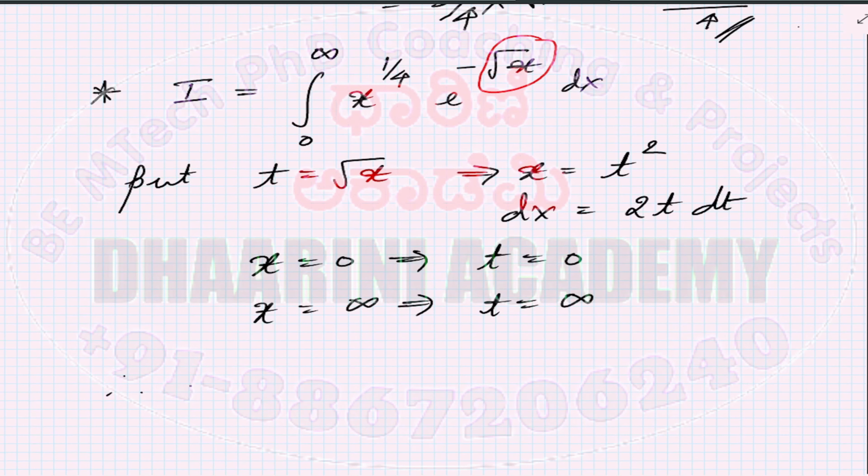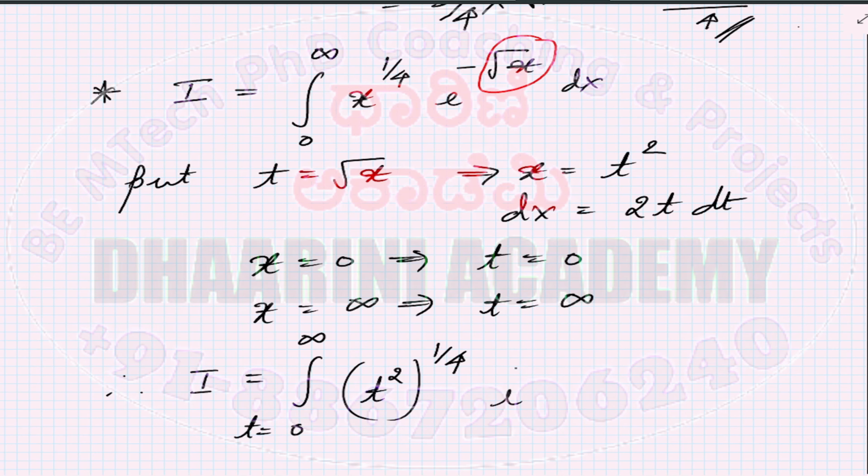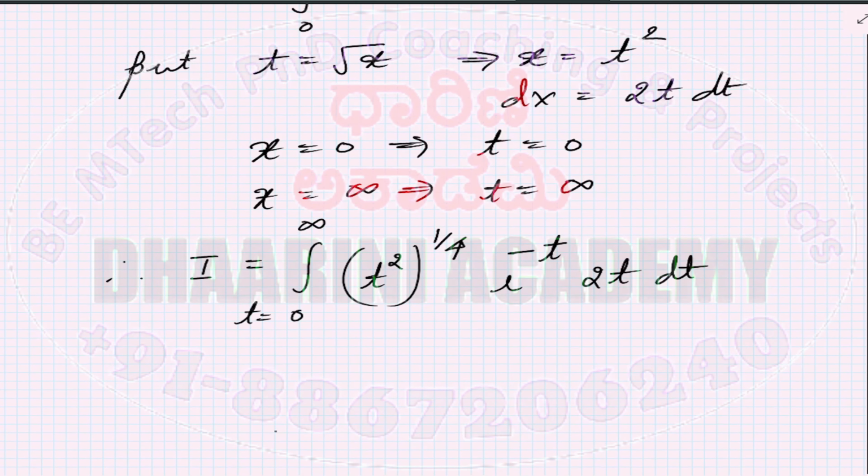Therefore, after substitution, now I rewrite my equation. So this is t varying from 0 going till infinity. It is x to the power 1 by 4. But what is x? I know that x equal to t square. So this is t square to the power 1 by 4 into, after substitution, this becomes e to the power minus t. Okay, then there is a dx. Dx is nothing but 2t into dt.